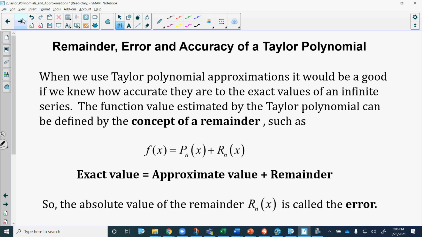Now, this particular lesson does not get into details very much on how you get the value of the error. That's going to come in a later lesson, okay? So right now it's just letting you know, because the Taylor polynomial is going to be an approximation, there's definitely going to be an error associated with it, okay?